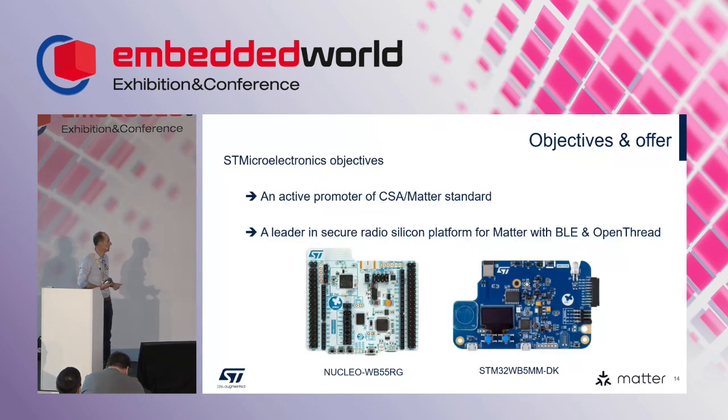So what we have today, we have different products with development kits, development boards. Here we speak about STM32WB that can be found on two different kits. One is the simplest one, a Nucleo, which has been developed for quite a long time for STM32 products. Then we have development kits with more features.